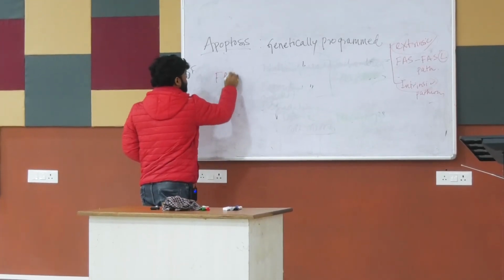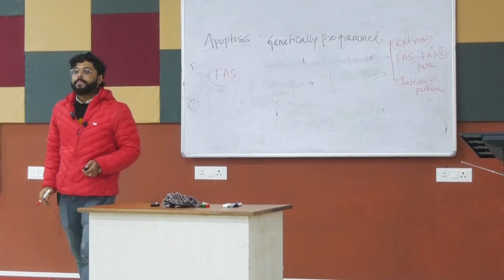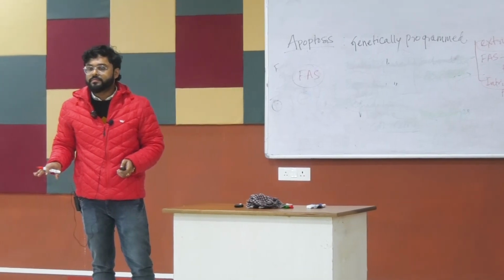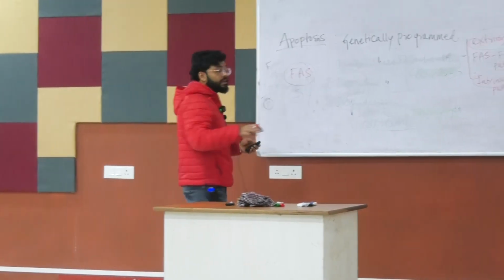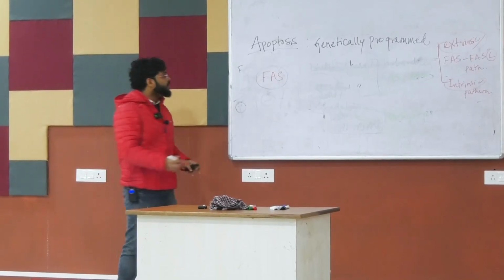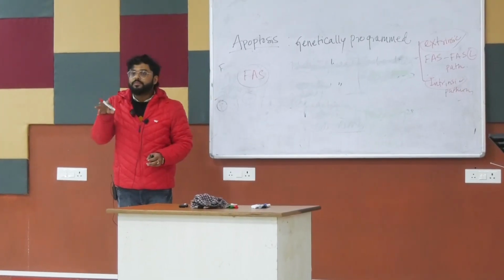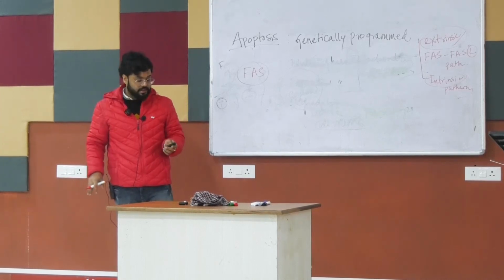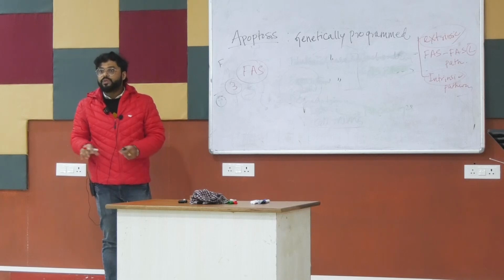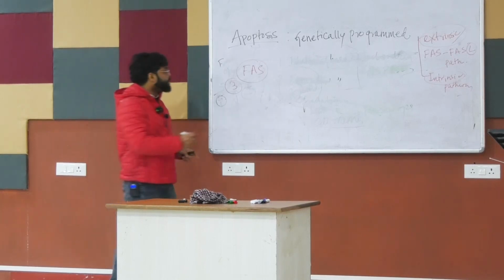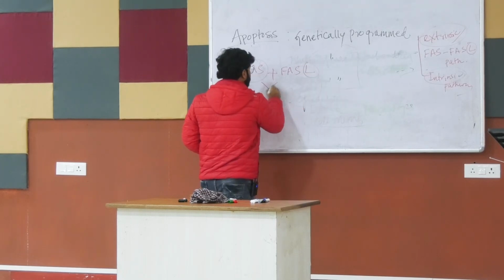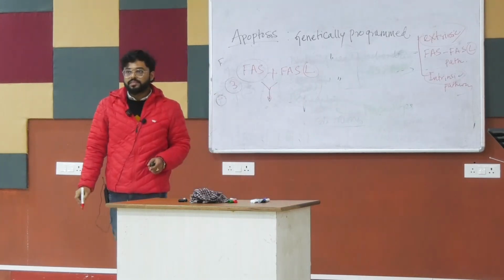Fas is present in the cell membrane. These are basically monomers. When there is an external signal that the cell should die, they will cross-link with each other. Three Fas proteins cross-link with each other, and they bind with Fas ligand. Okay, they bind with Fas ligand.